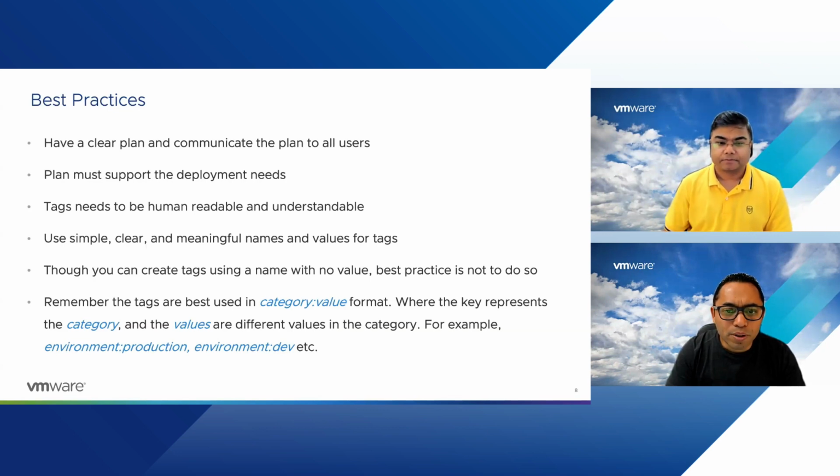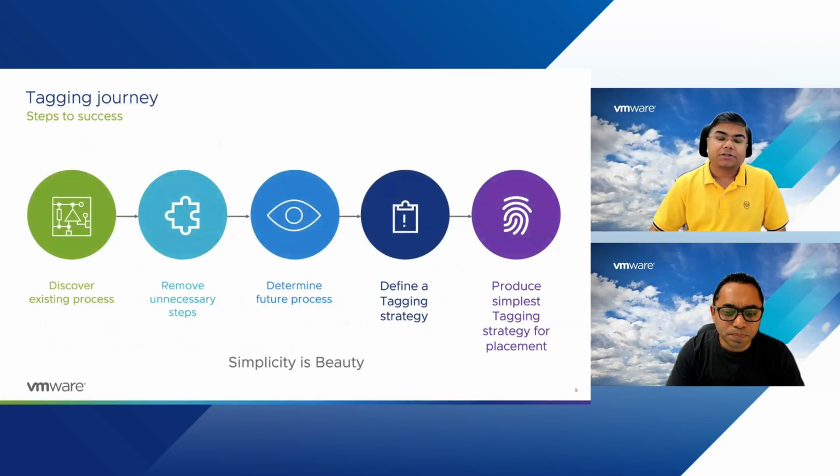Okay, so we talked about the best practices, but how about a customer? How should they approach the problem of tagging their environment correctly? And what does that process look like? First, you would start with discovering the existing process. You want to automate. Tagging is also going to help you automate every task. Aria Automation does that. So you need to find out how the VMs are deployed today, what process it exactly follows. So start with that.